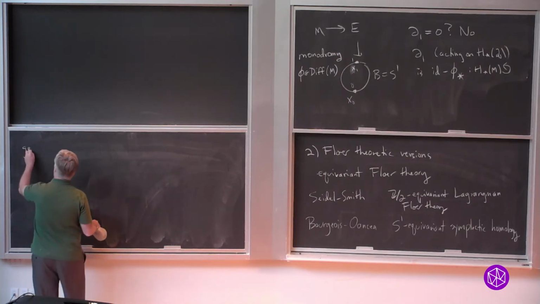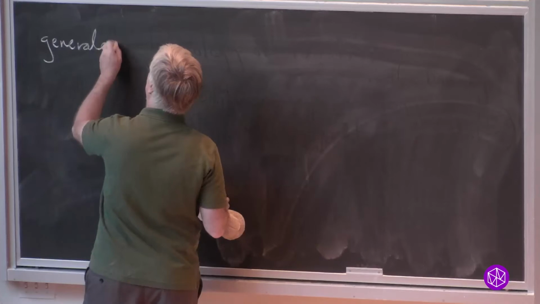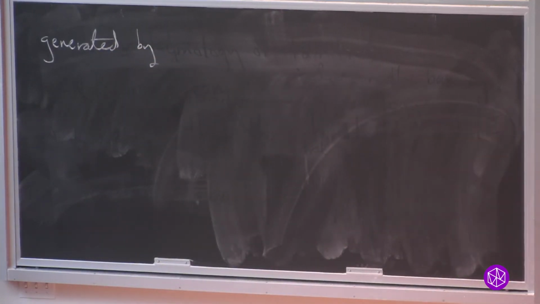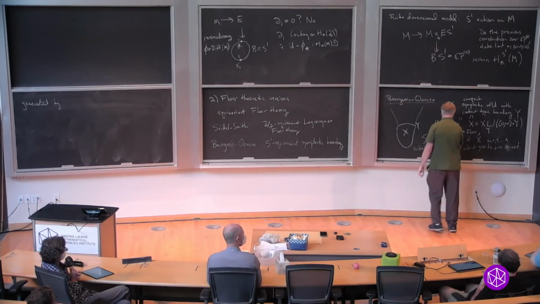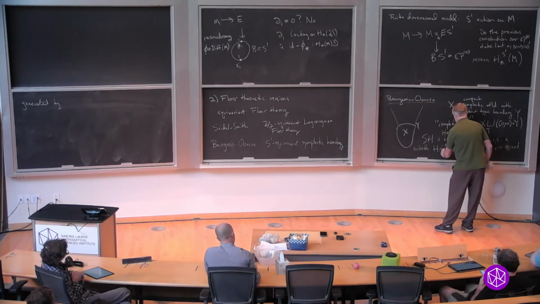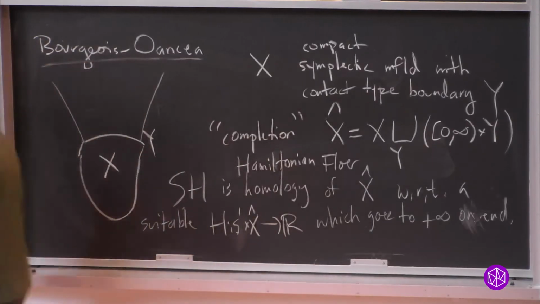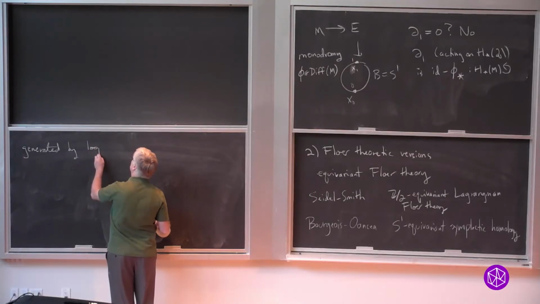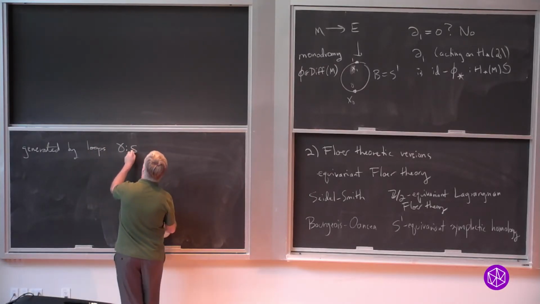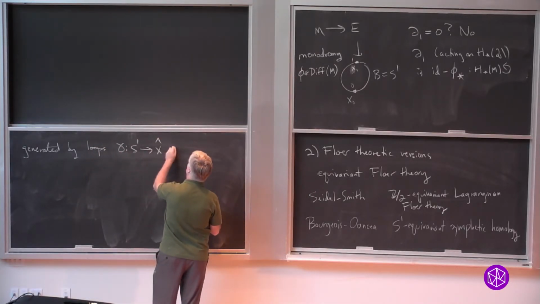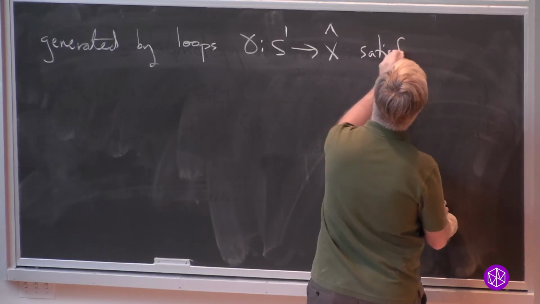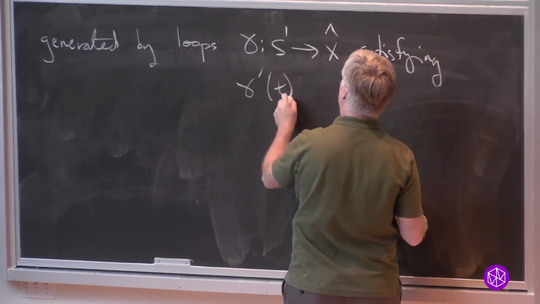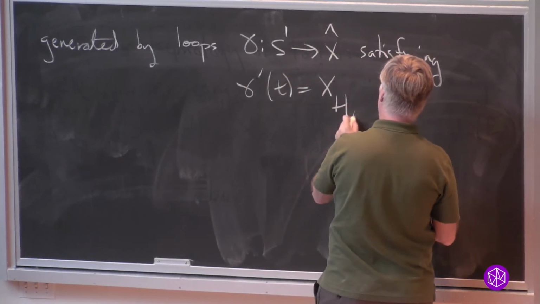So it's generated by, I guess I should have said that, sorry, H really also depends on S1. So it's generated by loops gamma from S1 to X hat, satisfying gamma prime of t is the Hamiltonian vector field of HT at gamma of t.